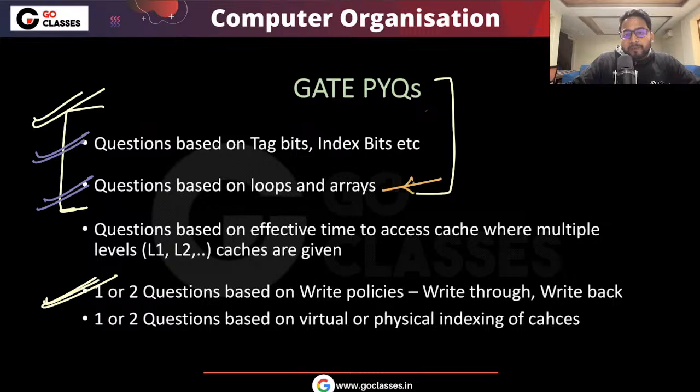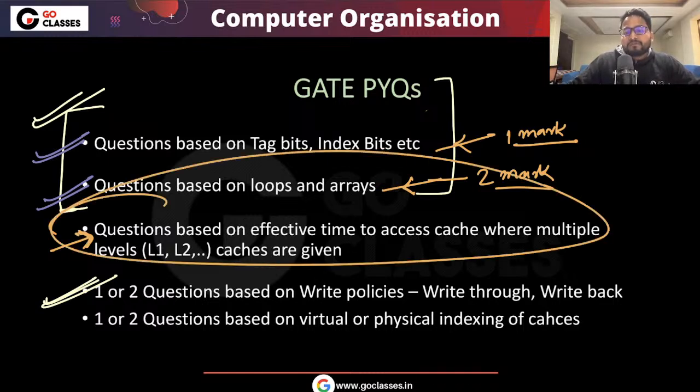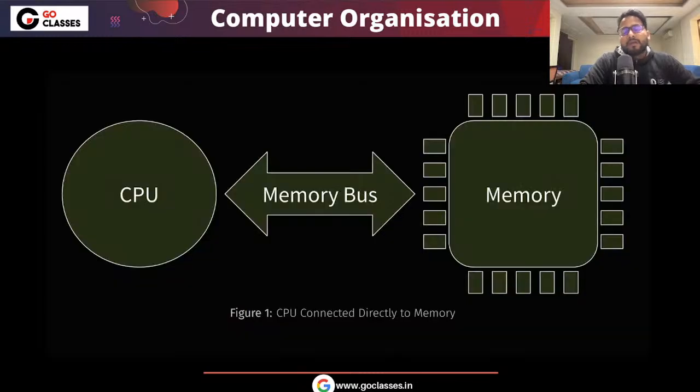Generally these two topics are only covered. This topic is generally a 2-mark question, and this topic is generally a 1-mark question. But yes, sometimes they also ask from effective access time, and sometimes from this particular area. Write back, write through policy, they hardly ever ask; maybe 1-2 questions, not more than that. So let's start with cache memory. There are no prerequisites. You can directly watch this video without any fear.